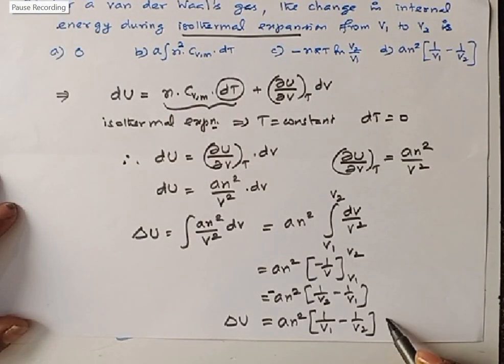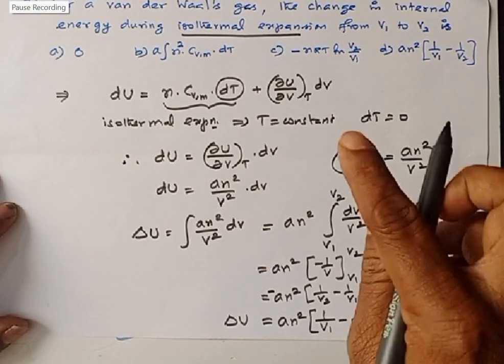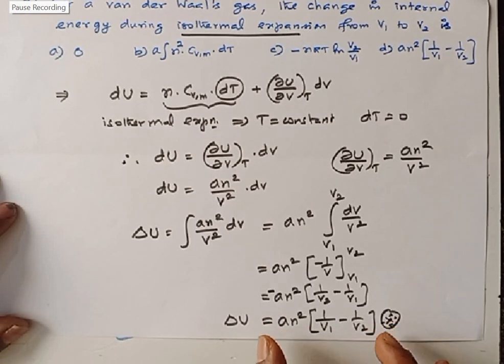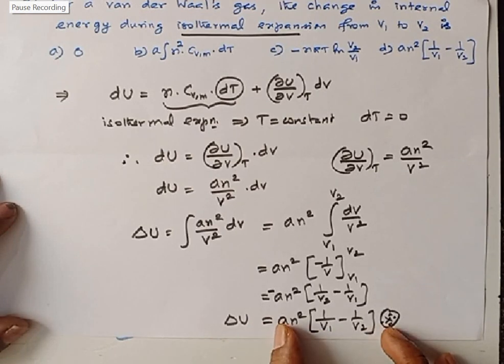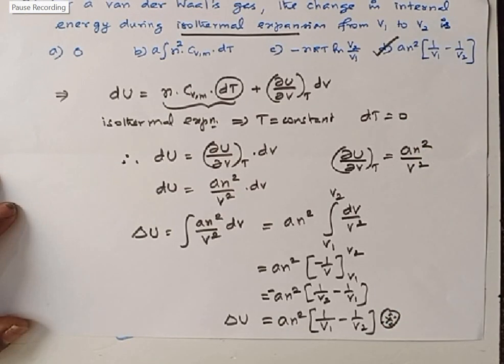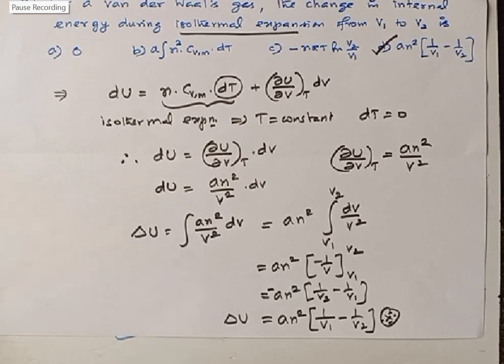Okay, note this down, very important. Under isothermal expansion, you can calculate the change in internal energy for a van der Waals gas using this formula. So the correct option for this question is option D. Okay, take note. Now let me move on to the next question.